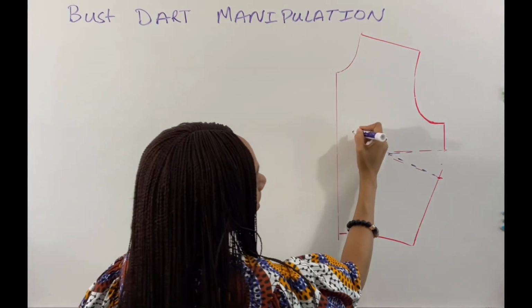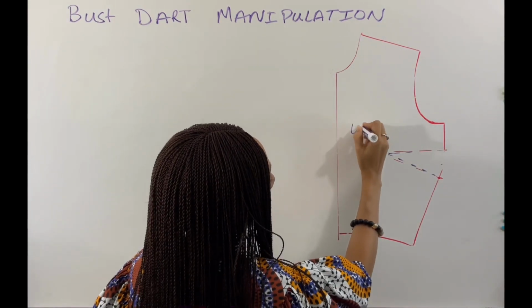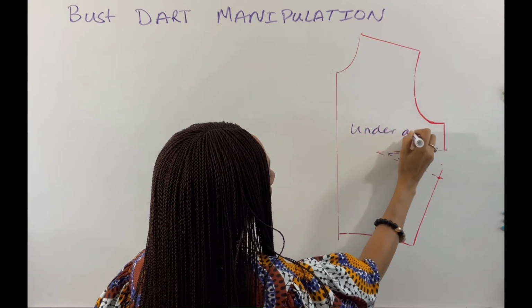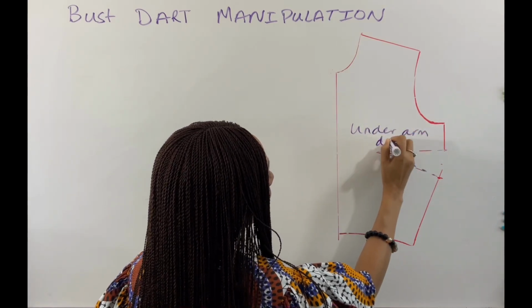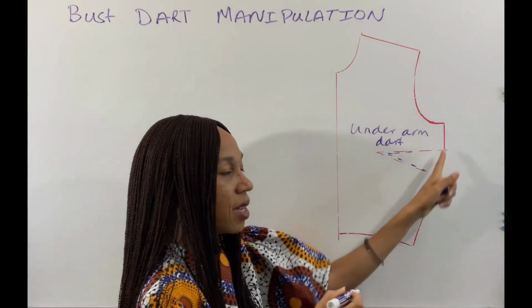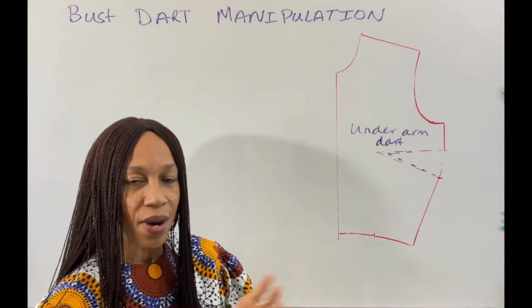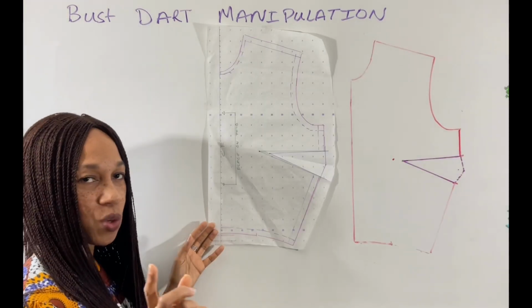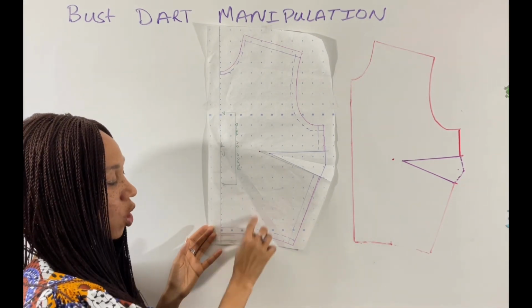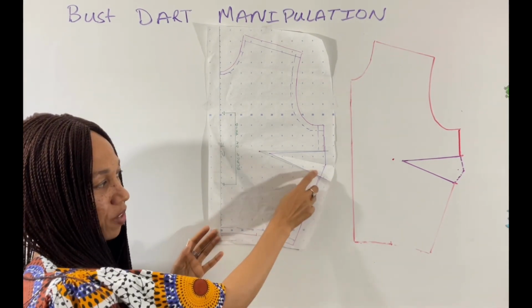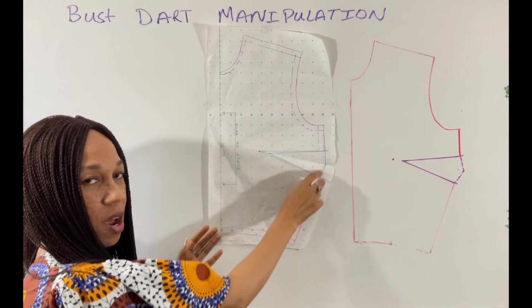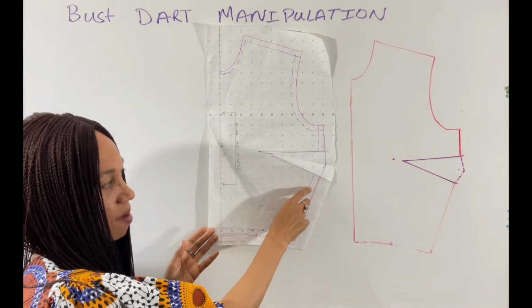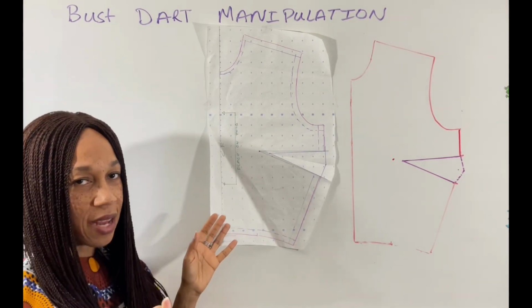So we call this your underarm dart. Some people might say the side seam, but it's really the underarm. One thing I must say to you is that after you have closed this dart at the waist and shifted it to the underarm, which is what we call the side seam, you have to now close that dart.